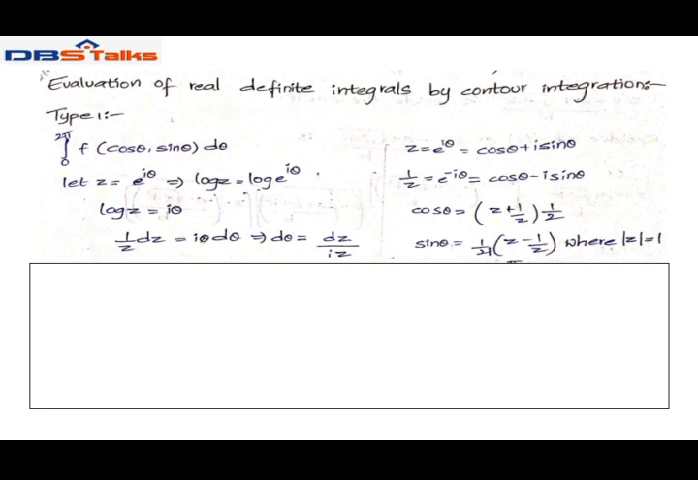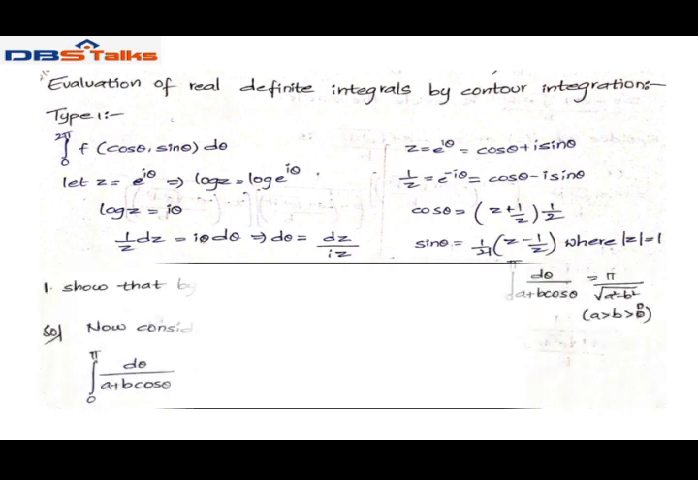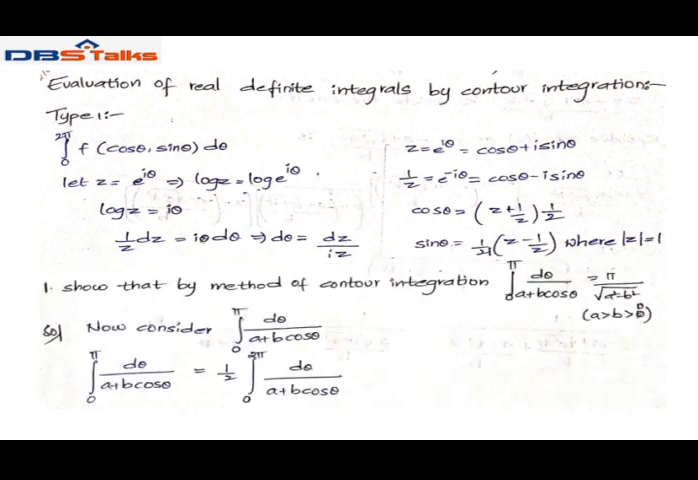And in this module, the circle is not given. Suppose we assume that mod z equal to 1. So this is the circle equation. First problem: show that by method of contour integration, integral 0 to 2 pi d theta by a plus b cos theta equal to pi by root of a square minus b square. In this problem, a is greater than b is greater than 0.